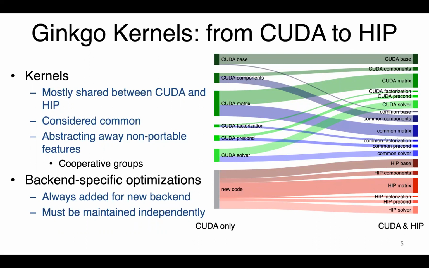So porting the CUDA backend, there was an initial backend in the Ginkgo library to HIP, required a lot of redesign and a lot of code motion. That is exemplified right here with this flow diagram that tells you how many lines of code were moved between CUDA and HIP and to the common components. So that required redesign. However, moving from one target, OpenMP target, to another does not require this kind of code reshuffling. It just comes out of the box.